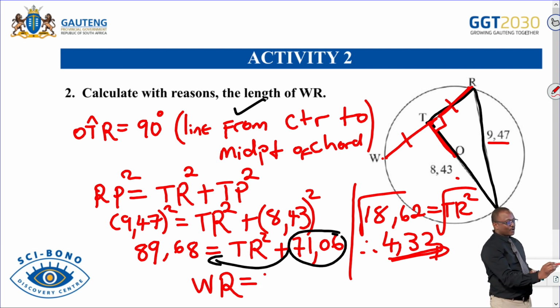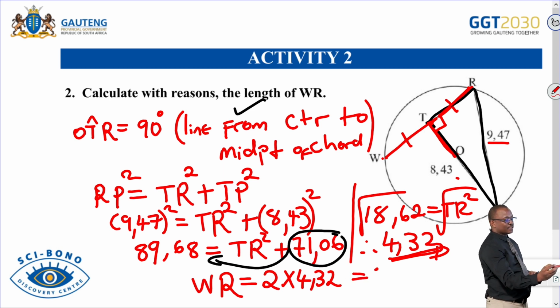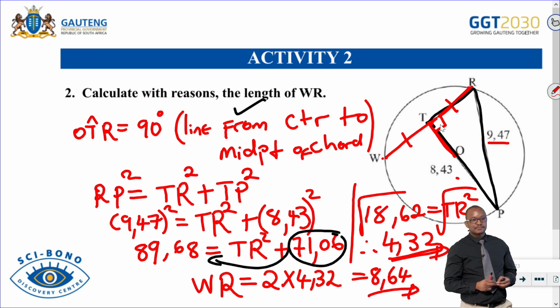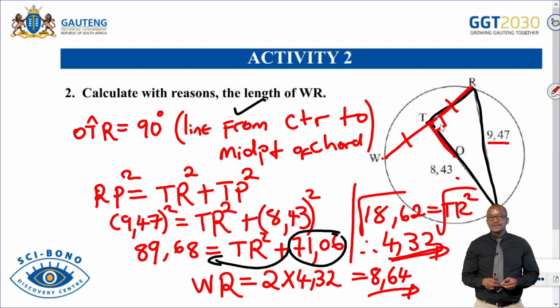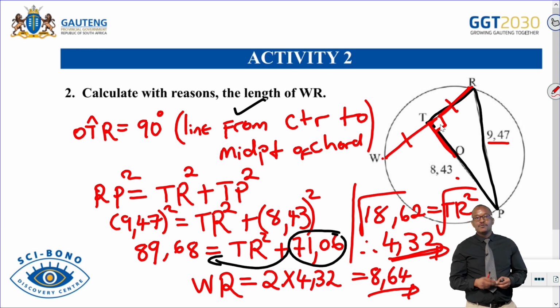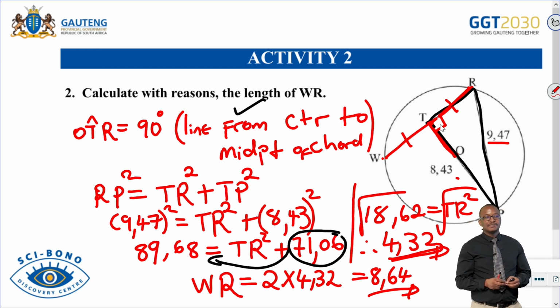Then when you get your length of RT, remember the question says we must calculate the length of WR. Then the length of WR is going to be 2 times 4,32, of which you are going to get 8,64. That is the length of WR. So those are the steps that you need to follow to get the length of WR.